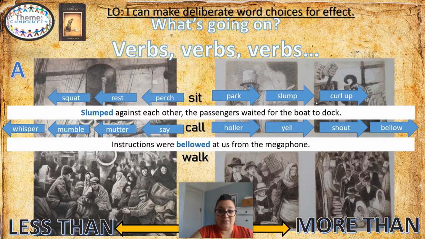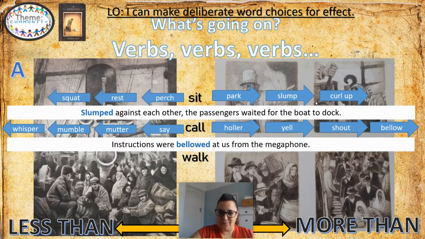I might say that the passengers muttered to themselves, or I could hear the mumble of the passengers as they collected their things, or a child whispered to their parents. I definitely used my less than words there, and it would definitely give a very different picture. Let's have a look at our last one.